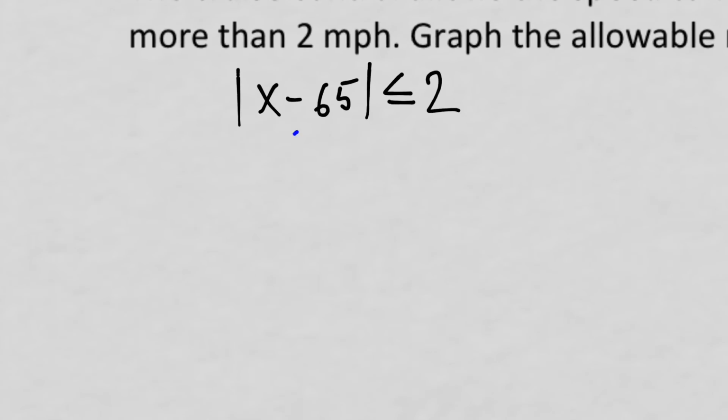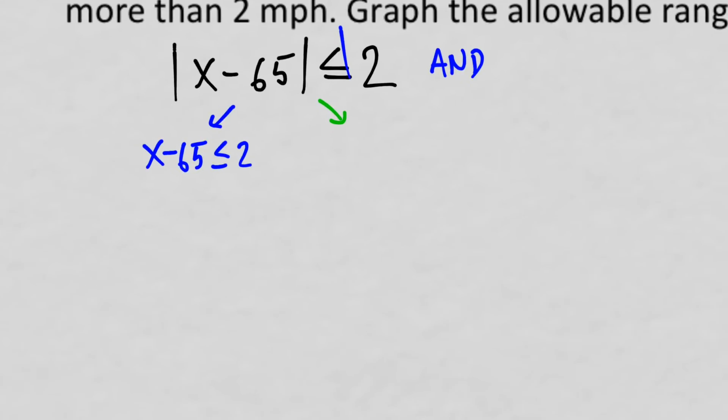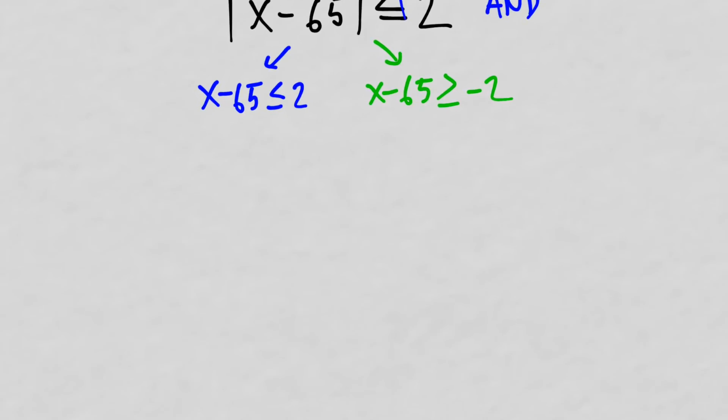I'm going to solve it once over here and once over here. First, before I do that, check what kind of inequality it is, and you guys should see that it's an and inequality because it forms a D when you put that vertical line. So it's going to be on the left side, x minus 65 is less than or equal to 2. On the right side, x minus 65 is greater than or equal to negative 2. We solve them both by simply adding 65. And they're both pretty easy inequalities to solve.